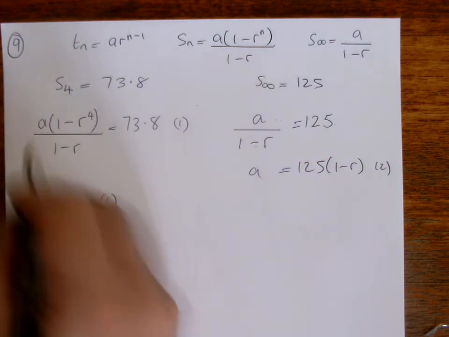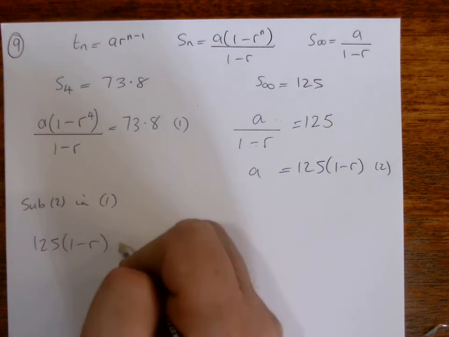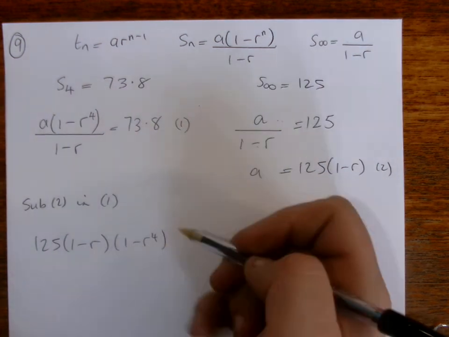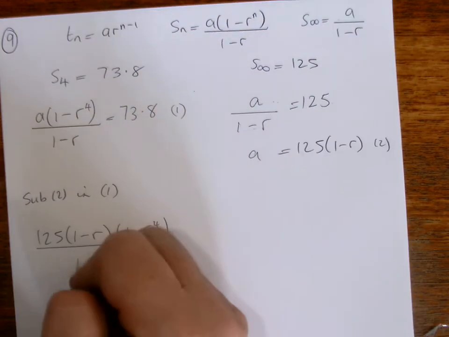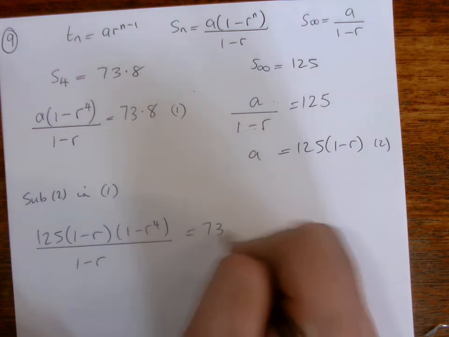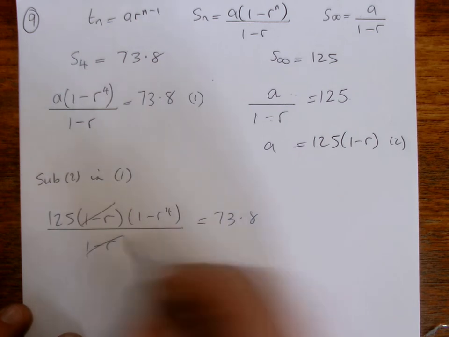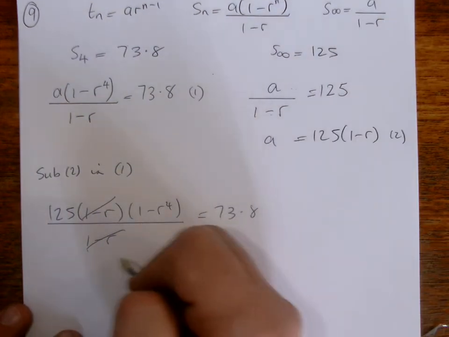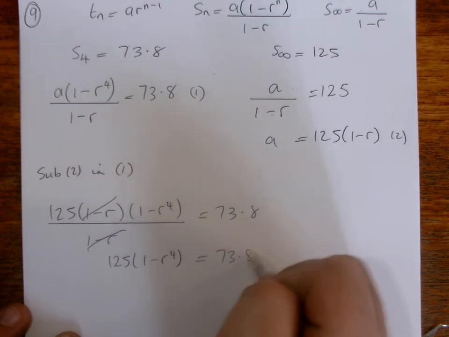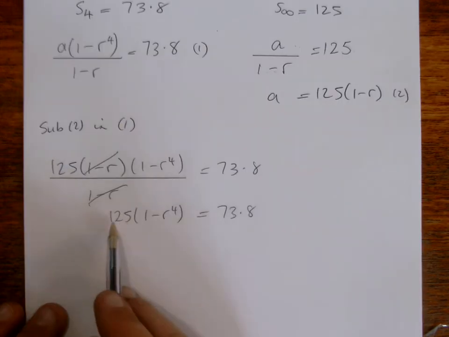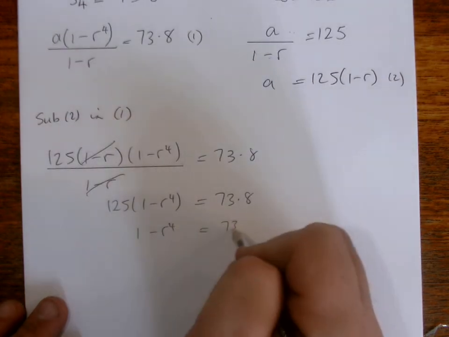So A is this, when I sub it in there. I'm literally subbing in the big value I've got for A in here. And what I hope you can notice, which is nice about this, is the 1 minus r's will cancel. So you end up with that. So we have 125, 1 minus r to the power 4 equals 73.8. You could then multiply out, or you could just take that 125 over. That would be the sensible thing to do here.